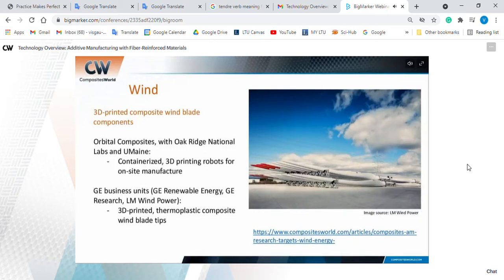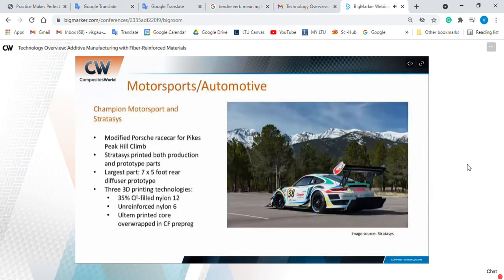Another recently begun project was 3 different GE business units working together with some partners on a 25-month project for 3D printing thermoplastic composite wind blade tips, using thermoplastics to work toward more recyclable materials, as well as decreasing weight and reducing manufacturing costs. So we'll see where this landscape takes us the next few years as they work on these.